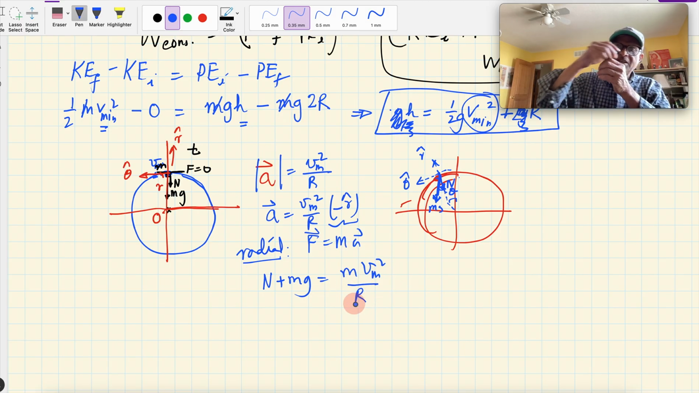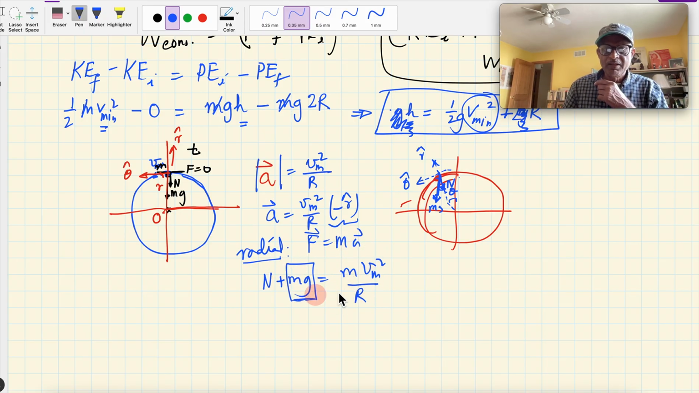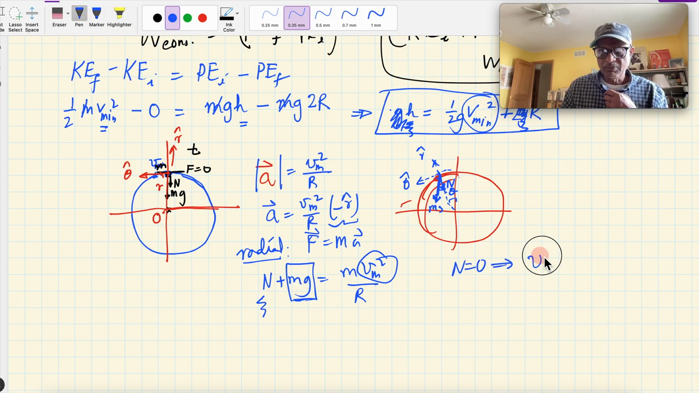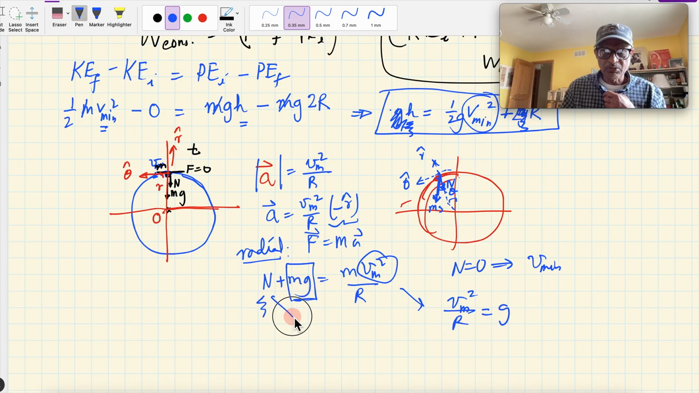But if you can just barely make it, meaning I want the smallest value of this, this is fixed. When would this be smallest? When N is the smallest, and N here is a positive value, right? So N smallest will be 0. So N equal to 0 corresponds to v min. So v min squared over r equals g, from this equation setting N equal to 0. And so v_m squared is just gr.